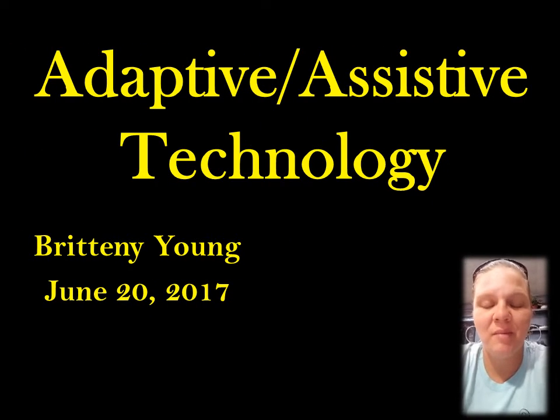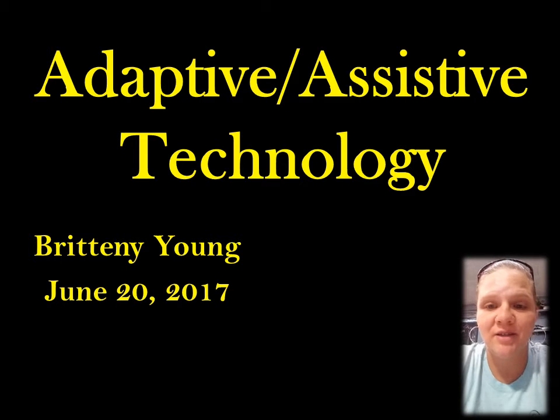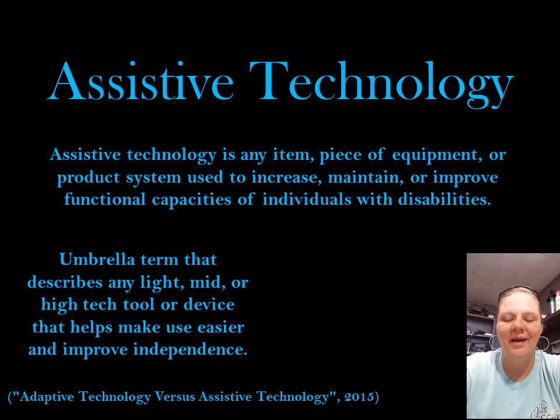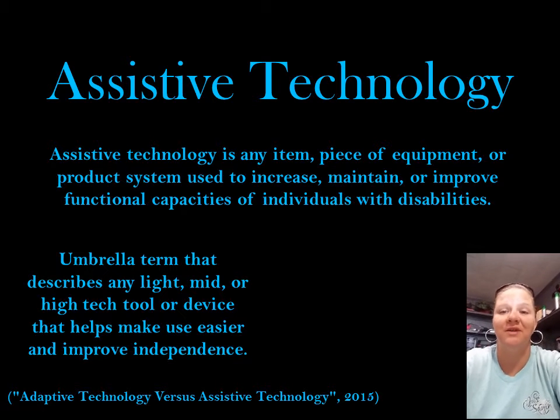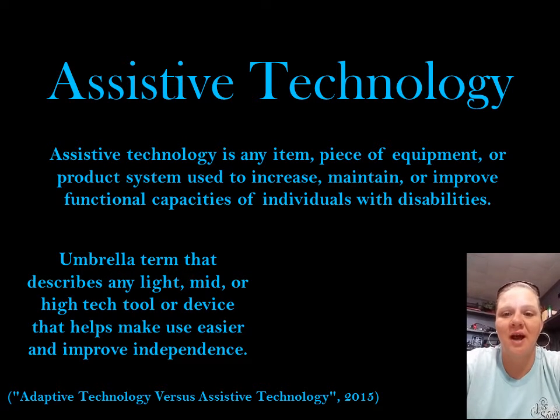Today I'm going to talk to you about adaptive and assistive technology. Since adaptive and assistive technology are technically two different things, the first thing I'm going to talk to you about today is going to be assistive technology. Assistive technology is defined as any item, piece of equipment, or product system used to increase, maintain, or improve functional capacities of individuals with disabilities.